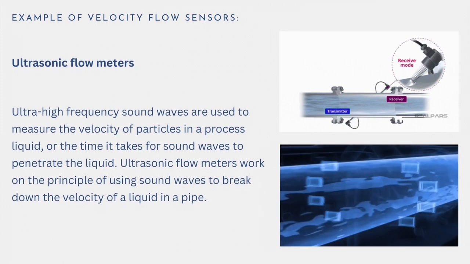So the ultrasonic flow meters is the ultra high frequency sound waves are used to measure the velocity of particles in a processed liquid or the time it takes for sound waves to penetrate the liquid. So ultrasonic flow meters work on the principle of using sound waves to determine the velocity of a liquid in a pipe. So this sensor will transmit and receive ultrasonic signals.